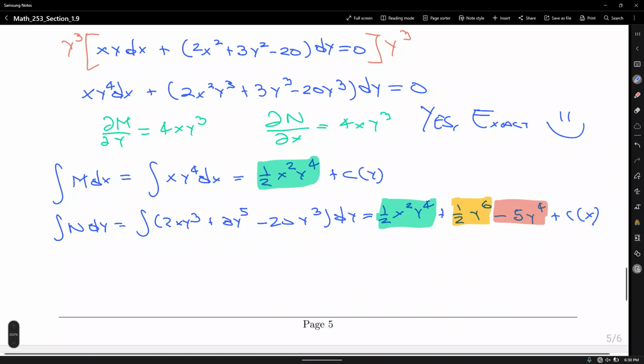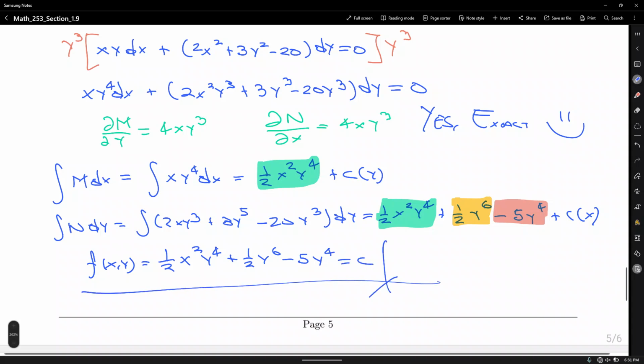How do we get the solution to the differential equation? F of x, y. Consolidate the results, that is, do not duplicate. Get one of the green ones, only one: 1/2 x squared y to the 4th, plus 1/2 y to the 6th, minus 5y to the 4th, and let that be equal to c. All right? Final answer.